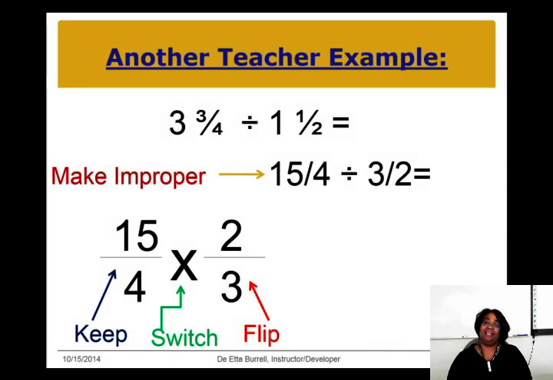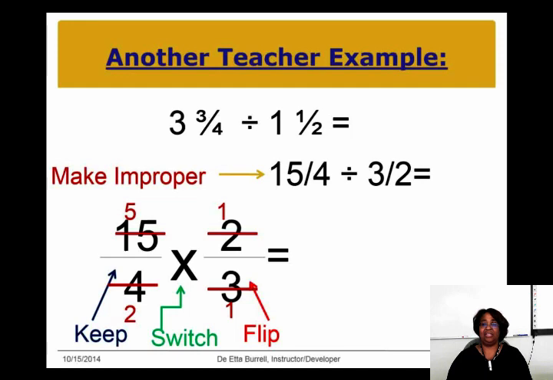Can I cancel? Yeah. 15 and 3, and 4 and 2. I did 4 and 2 first. 2 goes into 4 2 times, and 2 goes into 2 one time. 3 goes into 15 5 times, and 3 goes into 3 one time.